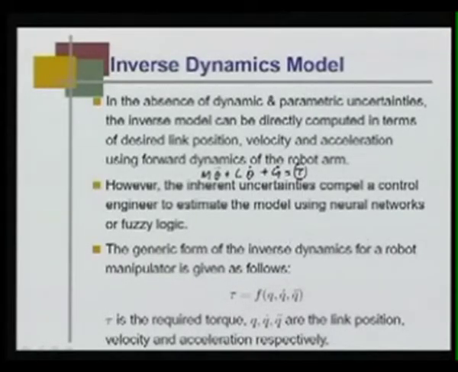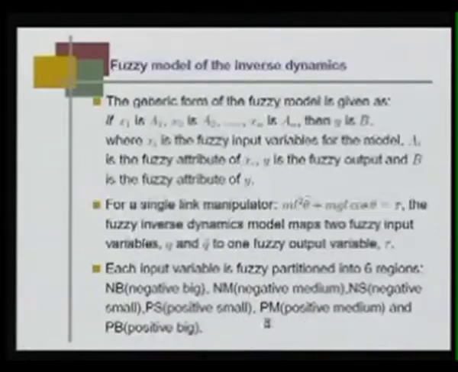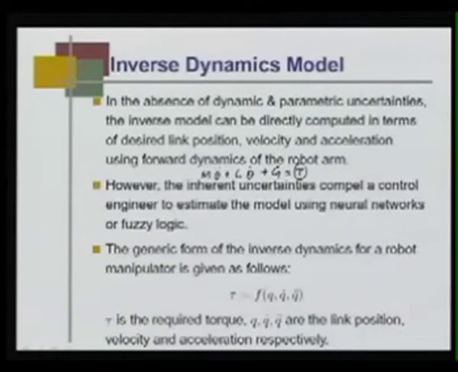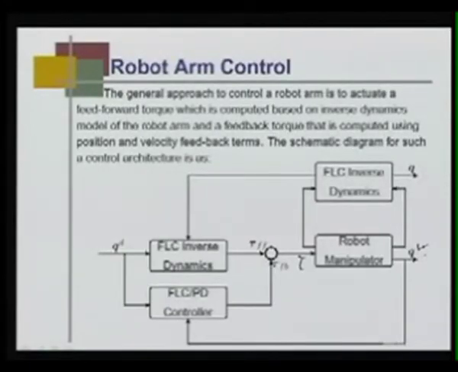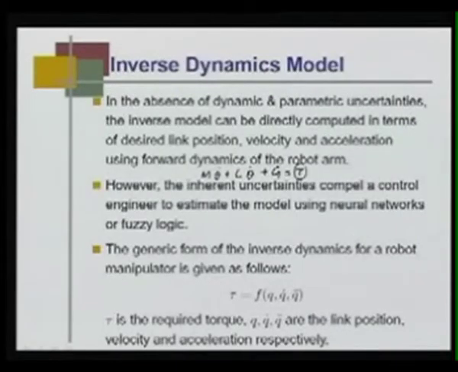The generic form of the inverse dynamics for a robot manipulator is thus given as tau is a function of q desired, velocity desired and acceleration desired. So, tau is the required torque, and position, velocity and acceleration are the link position, velocity and acceleration respectively. It is the fuzzy model of the inverse dynamics. So, you see that we talked about this model. First we will solve this one: how to derive the fuzzy inverse dynamics of a given robot manipulator.